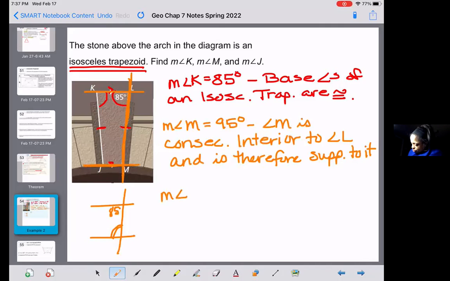Okay, so then measure of angle J. Well, measure of angle J is the second pair of base angles with angle M. So there was the top pair, L and K, and J and M are the bottom pair. So angle J has to be congruent to angle M. So then the measure of angle J has to be equal to 95 degrees. I'll put the marks here and here.